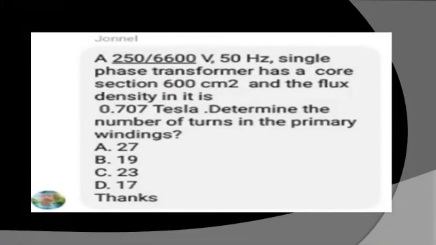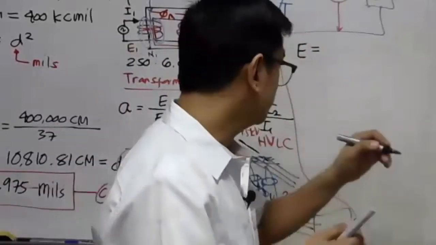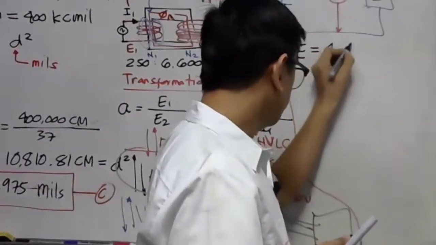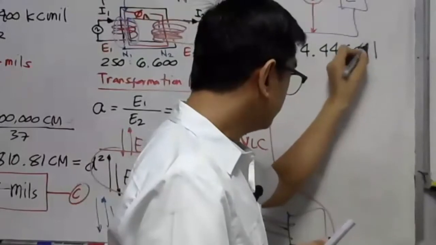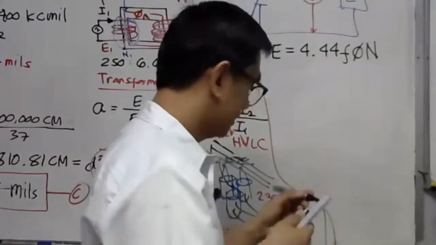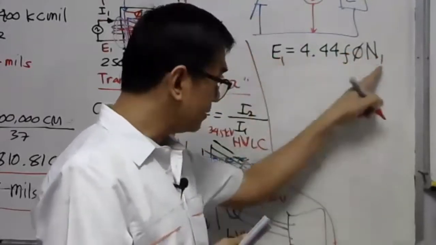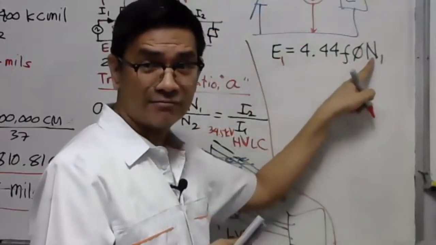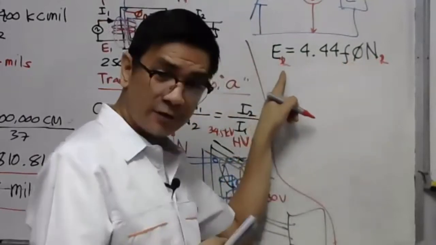So we have to introduce a formula. First, let's get the induced EMF. I'll give you this formula. This is found in so many textbooks in electrical engineering. E equals 4.44 times frequency times flux times N. Remember, if I make this 1, this should be 1, primary, primary. This is the number of turns, the N. If I make this 2, make this also 2, meaning secondary voltage.